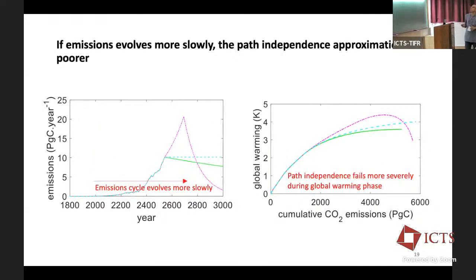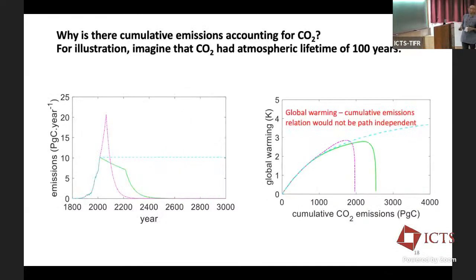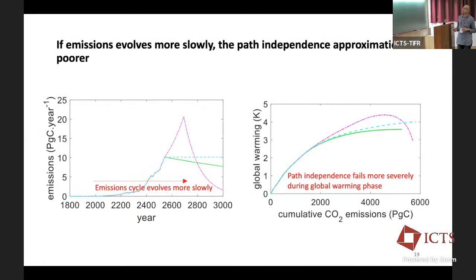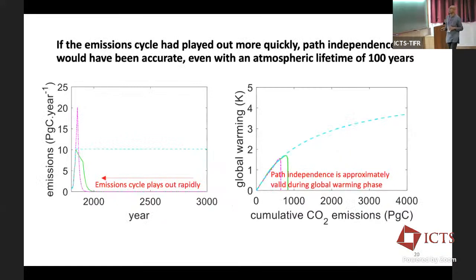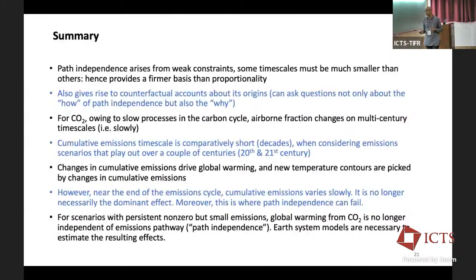If the emission cycle had evolved more slowly, right? Instead of evolving, say, over a few hundred years, it evolved over a millennium, then the path independence relation would fail more severely. But on the other hand, even with a lifetime of 100 years, if the emission cycle had played out within 100 years, then the path independence relationship would have been approximately valid during the global warming phase, which is really what we're interested in.